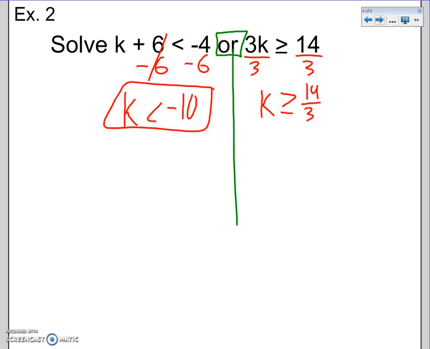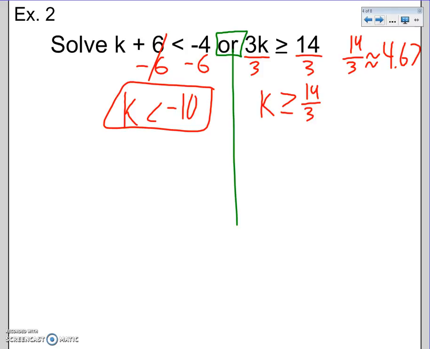If y'all have trouble seeing what that is, 14 over 3 is approximately 4.67, all right? So I have k is smaller than negative 10, or the other choice option is k is greater than or equal to 4.67.